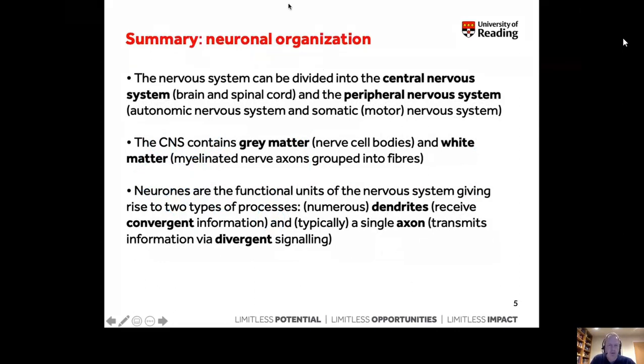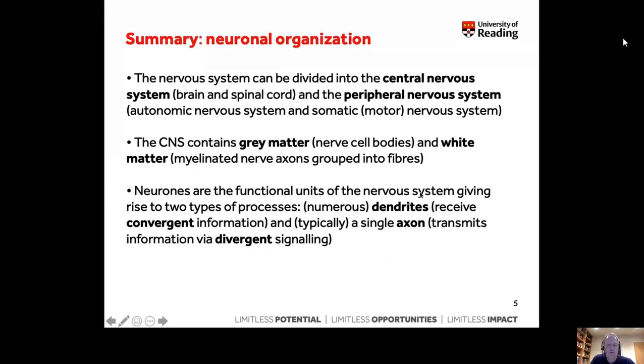So if we summarise organisation, structure of neurons, and then we'll go on to talk about the action potential. The nervous system has been divided, as you've seen hopefully, into the CNS and the peripheral nervous system. We'll talk about the peripheral nervous system as we go through the next few slides. The central nervous system contains grey matter and white matter, which can be picked up on things like MRI scanning. The grey matter is the nerve cell bodies, the white matter are these myelinated nerve axons, and again we'll tell you a little bit more about myelin as we go through.